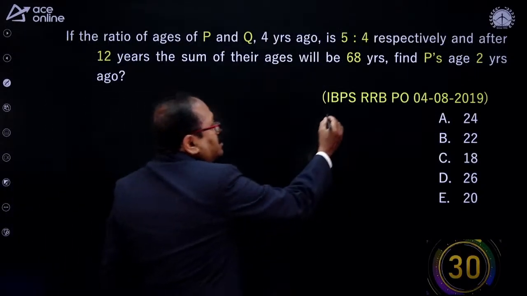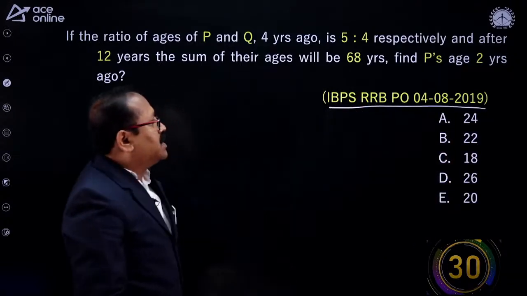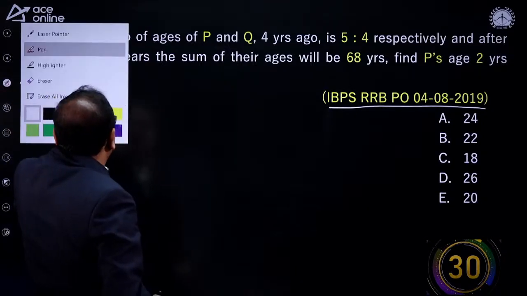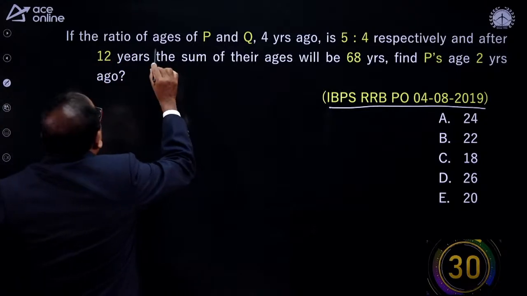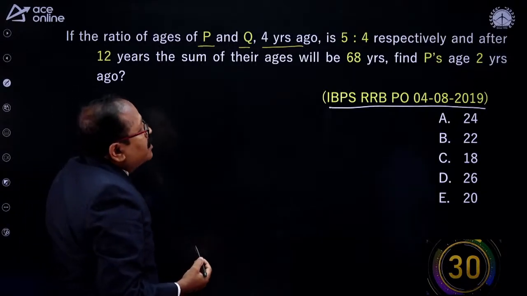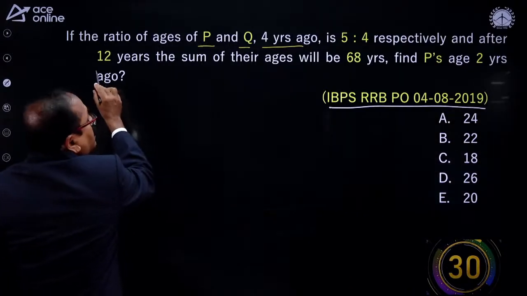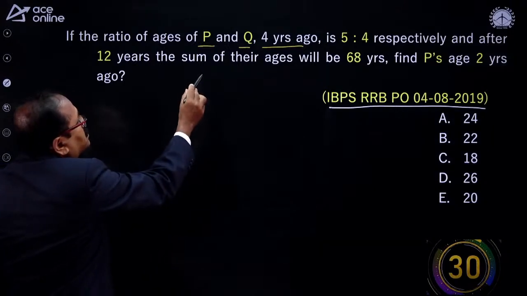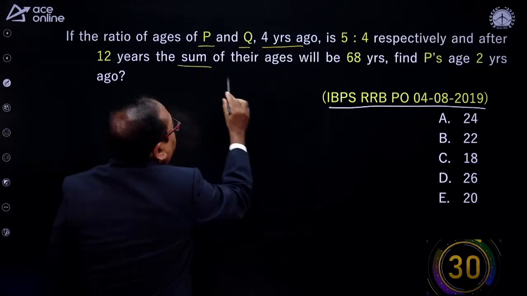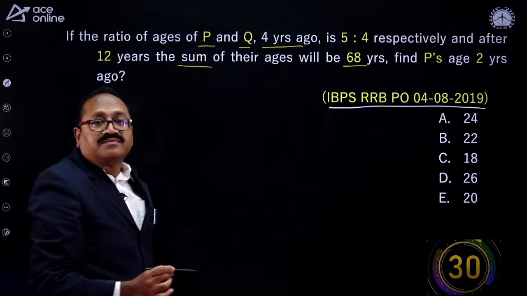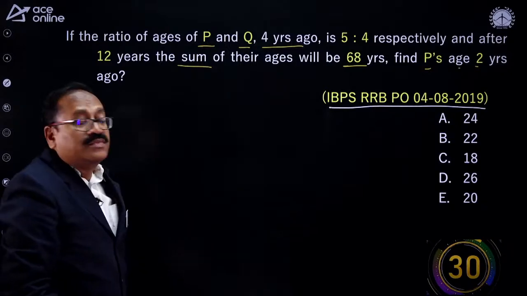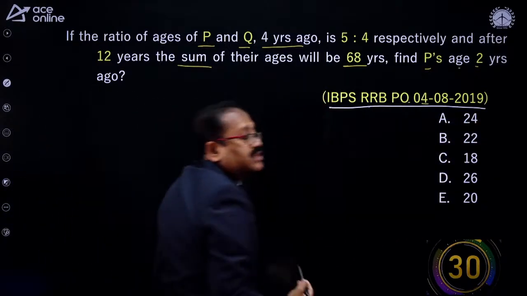Okay, now this question is about this year's IBPS RRB PO exam on that particular date. So what is the question, the problem on ages on that exam? If the ratio of the ages of P and Q 4 years ago was 5:4 respectively, and after 12 years, the sum of their ages will be 68 years. Now find P's age 2 years ago. This is what IBPS RRB PO 2019 asked.